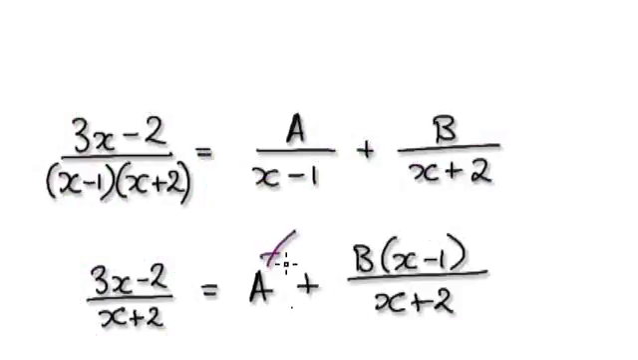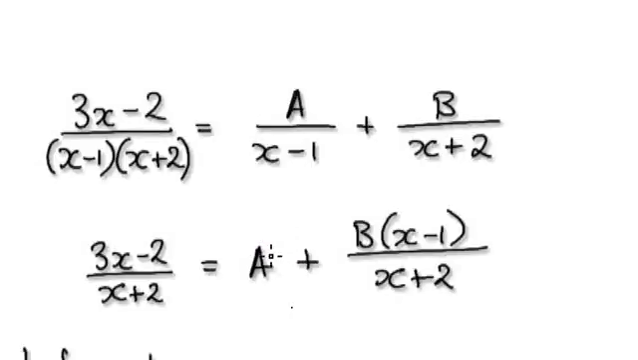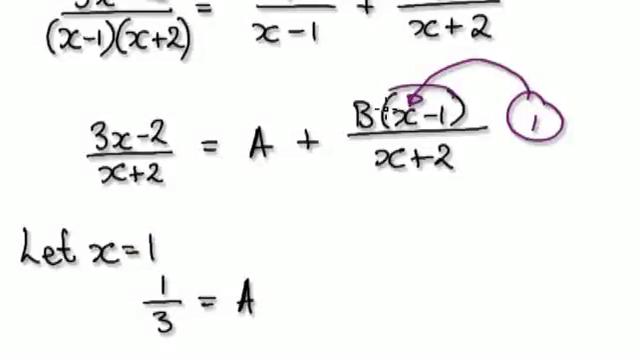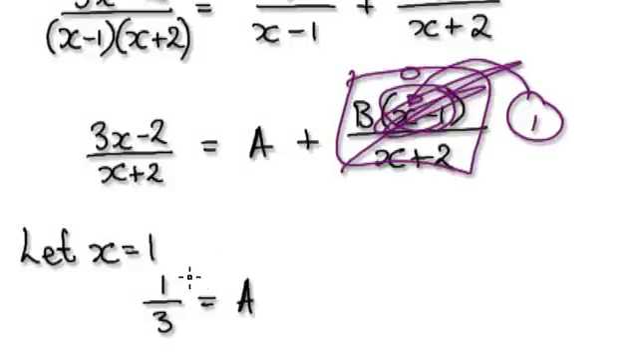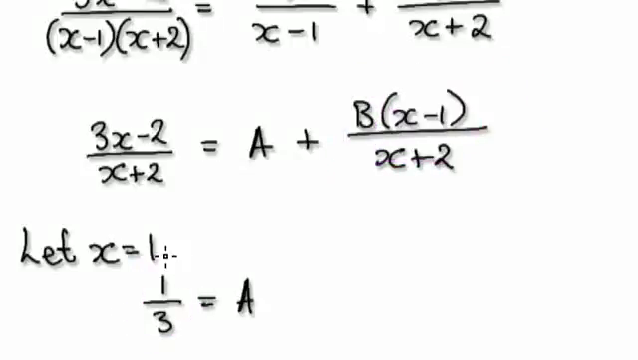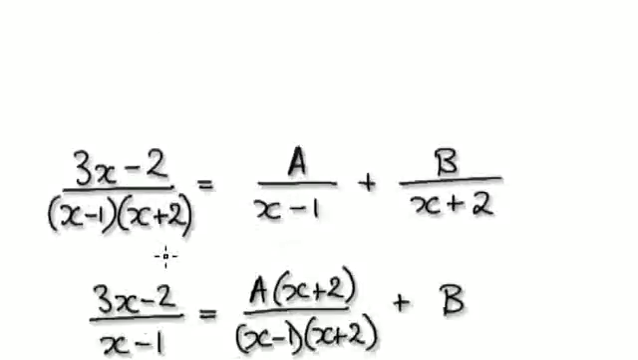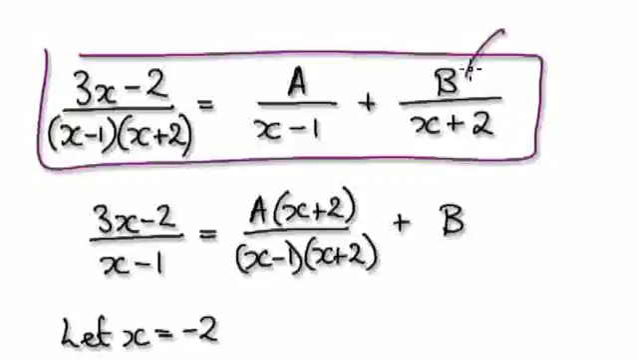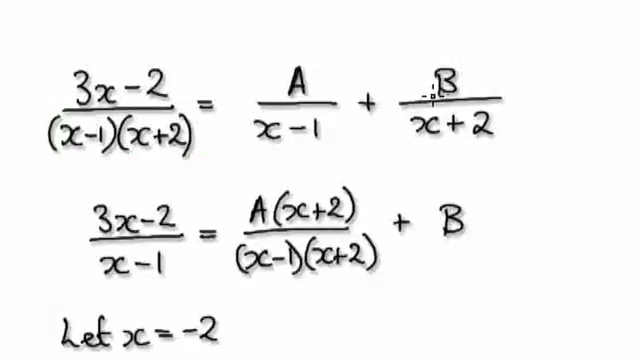So now, in order to find A, we need to let x equal 1. Because when you let x equal 1, this thing here will become 0. So this whole term here will disappear. So A will be a third. Now looking back at this again, we need to evaluate B. So to evaluate B, times both sides by x plus 2.